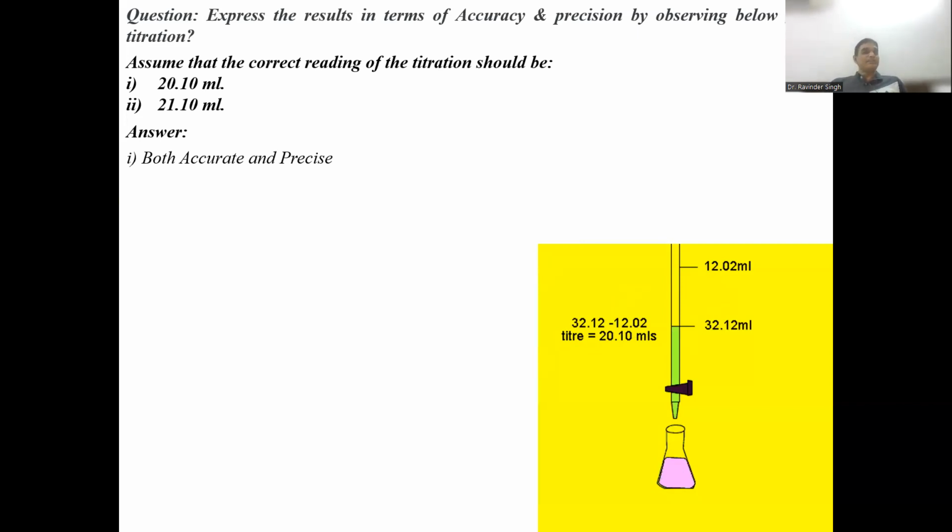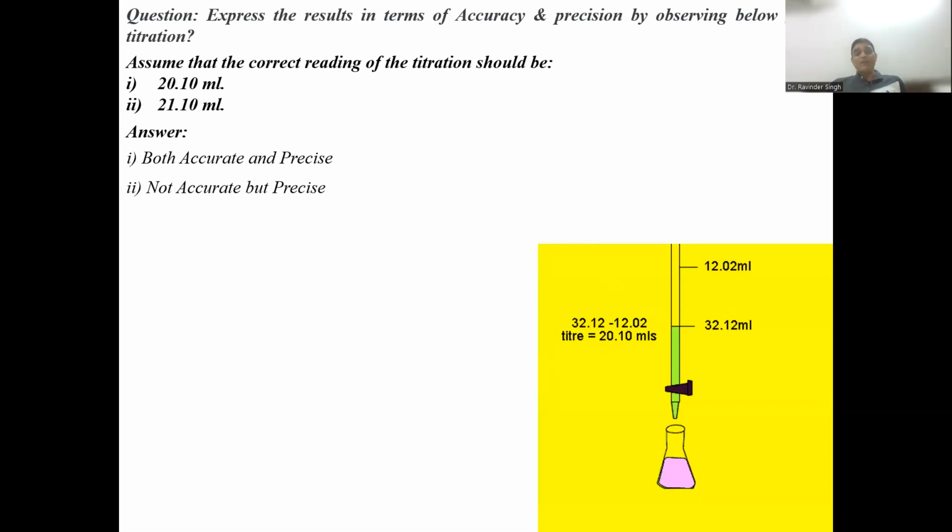In the second case, according to the teacher, the ideal value must be 21.10 ml, and the same experiment is done here. Our observed value is 20.10. Now what type of results are ours? Our results are not accurate because the ideal result is 21.10 according to the teacher, but our observed value is 20.10 ml.